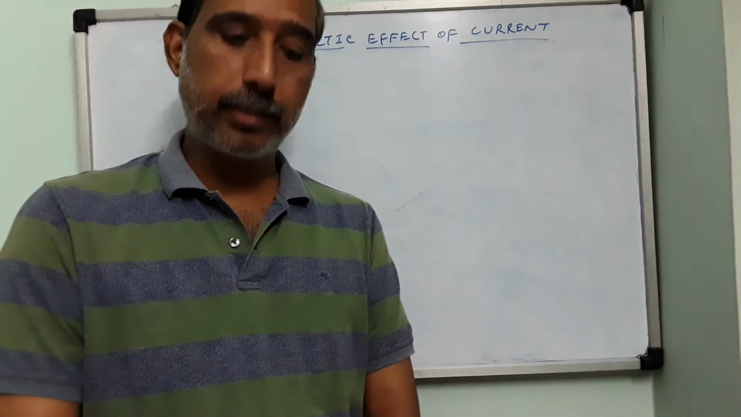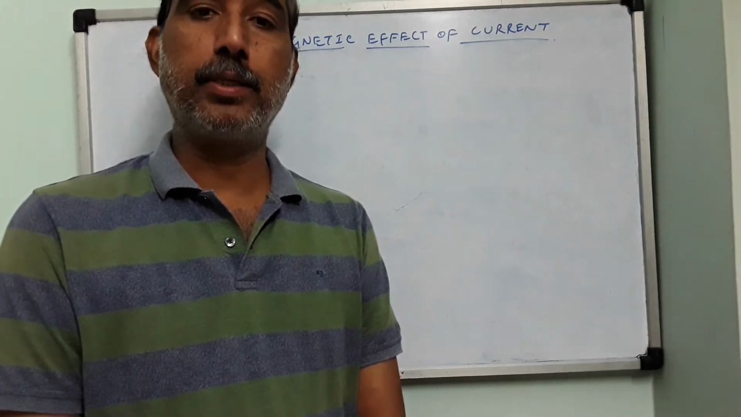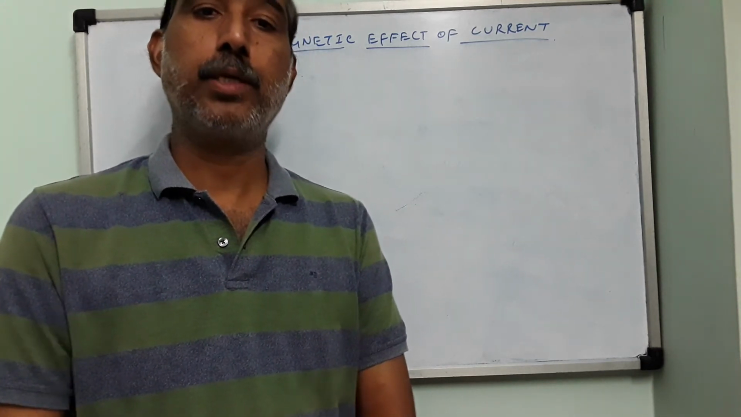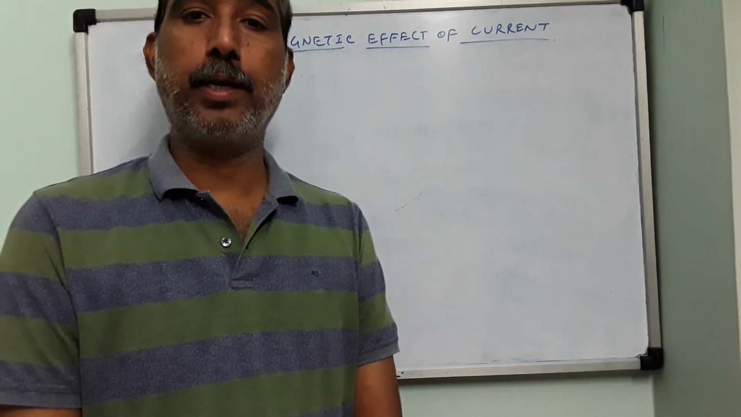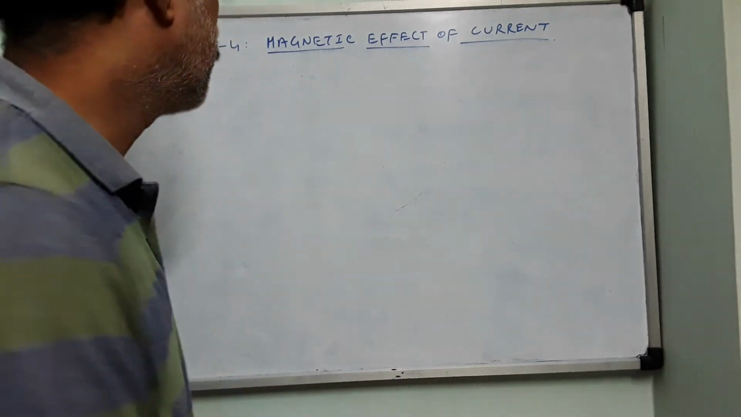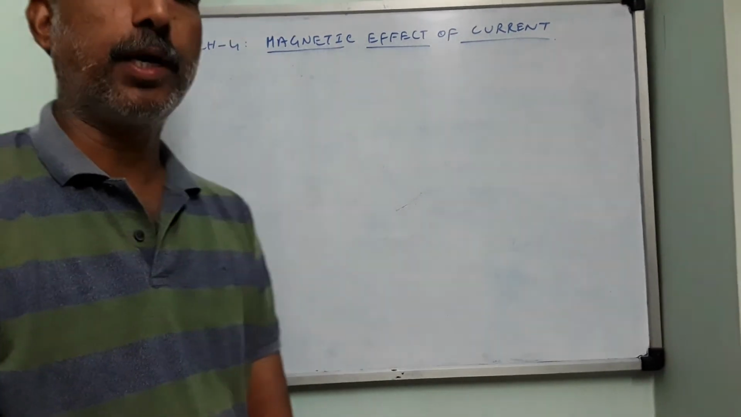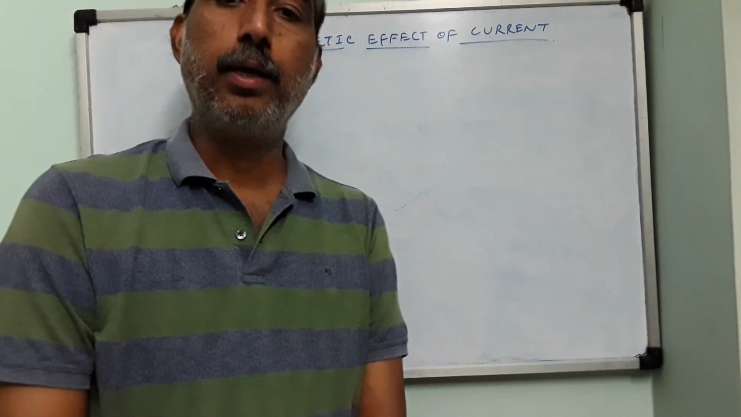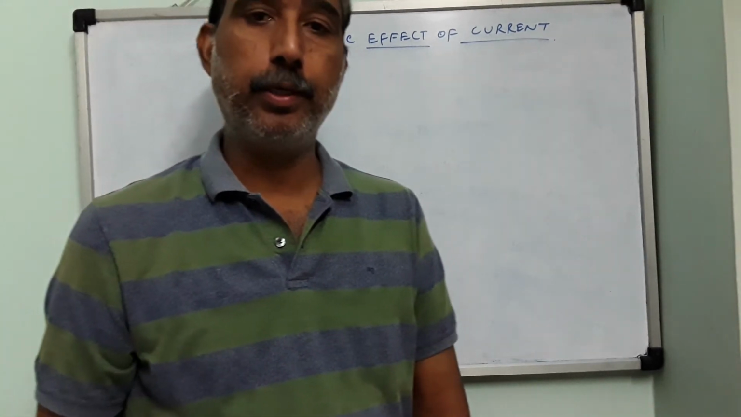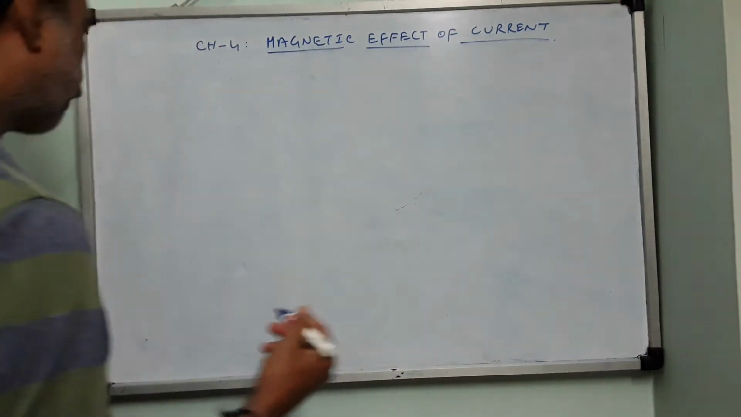So he thought that the circuit is responsible for that, rather the current flowing in the wires are responsible to produce the magnetic field. So by that he named this as magnetic effect of current. That means whenever an electric current passes through a conductor, a magnetic field is produced around it. This is the beginning of the chapter.